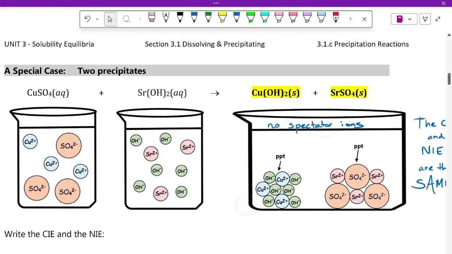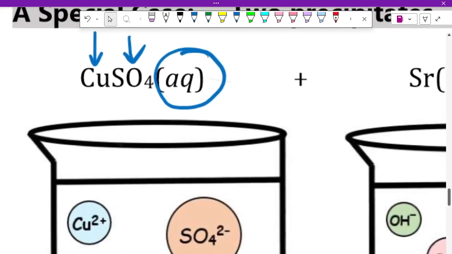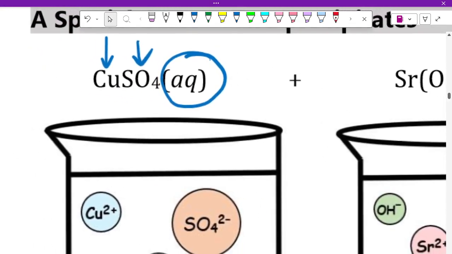All you do is you take anything that is aqueous and you split it apart. Okay? So you would take your CuSO4 and you would split it into Cu2 plus and SO4 2 minus. Now in this case there's no coefficients, there's no subscripts, so just one of each. But if you had a 2 in front of this, you would have to make it 2 Cu2 plus. Okay, but we don't have that, so we don't have to worry about it.